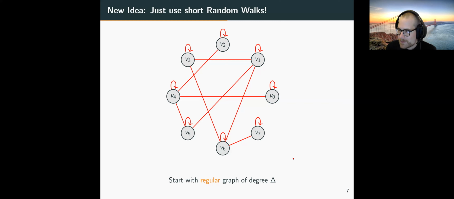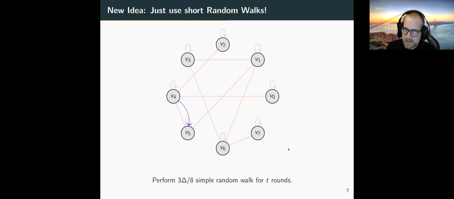Then, if we have such a regular start graph, each node creates 3 times delta divided by 8 so-called token messages. A token message contains the starting node's identifier and a counter, and nothing more. These tokens are then sent around the network via random walks. That means for each token independently, a random neighbor is chosen, and the token is sent there. For example, v4 creates a bunch of tokens with its ID in them, and sends some of them to v5 randomly. Then v5 randomly decides for all tokens it receives, and for example sends the token of v4 to v1. And v1 then sends it randomly to v6. This continues independently for all tokens for t rounds. Later on, we will see that t can be chosen as a small constant.